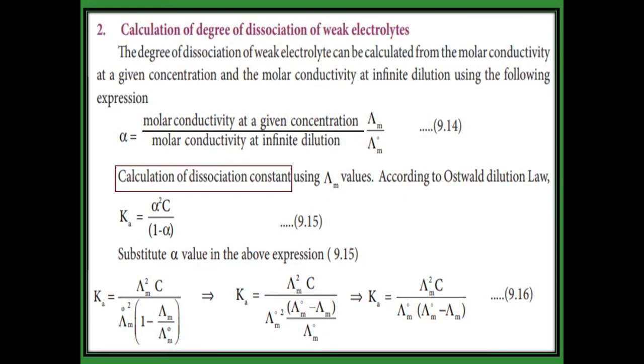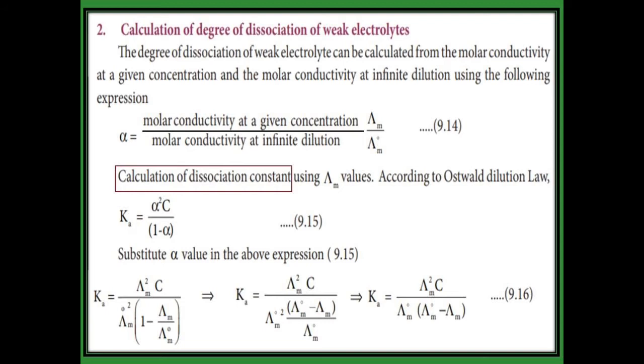The next application is the degree of dissociation of a weak electrolyte. We can calculate it from the Kohlrausch law. What is the symbol for degree of dissociation? Alpha. That alpha we can get from the molar conductivity at the given concentration, that is uppercase lambda m, divided by the molar conductivity at infinite dilution. The symbol is uppercase lambda naught.